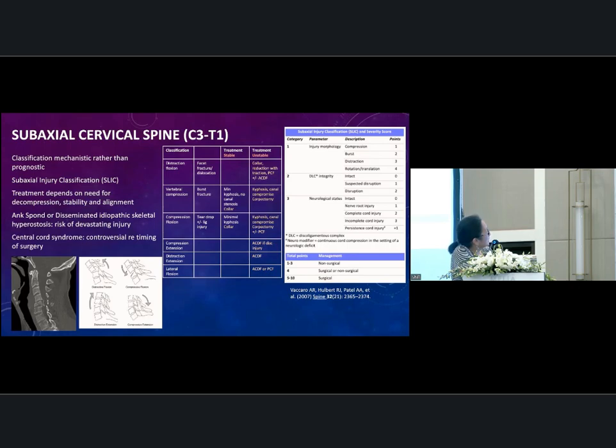Just a couple of things: when there's patients with ankylosing spondylitis or disseminated idiopathic skeletal hyperostosis or DISH, there's a significant risk of devastating injury. So patients who present with this often present relatively well neurologically, but once they're manipulated, they can lead to catastrophic outcomes with surgery. Central cord syndrome, again, is controversial with respect to timing of surgery.